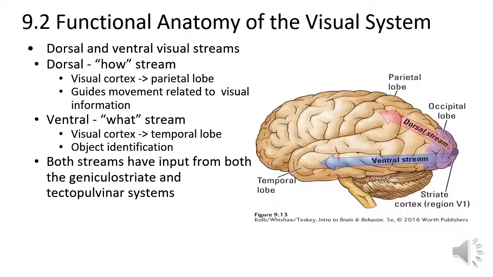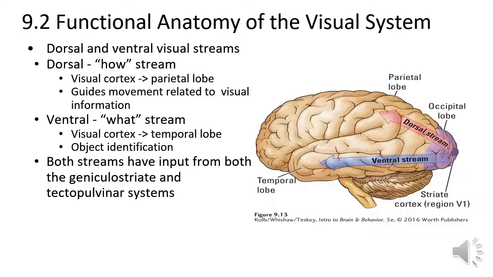So the parietal and temporal lobes are also called the dorsal stream and the ventral stream. These are two pathways that bring visual information to other parts of the brain. The dorsal stream is like the how stream.